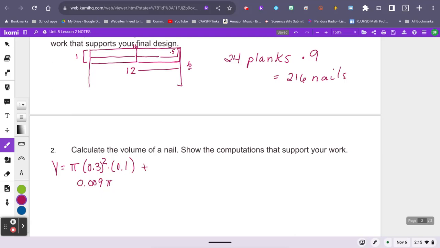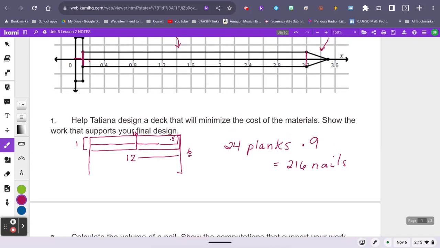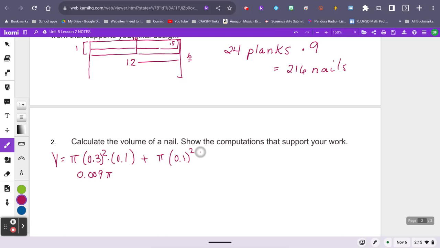The larger body would be pi times, again, the diameter is just going to be 0.1 squared. And if we look at the length, it's starting from 0.1 and it's going to 3.2. So it is 3.1 as a height. We can multiply this and it will give us 0.031 pi.